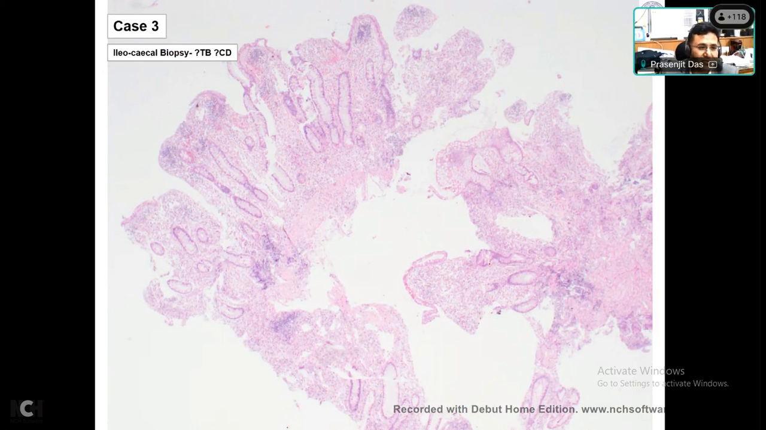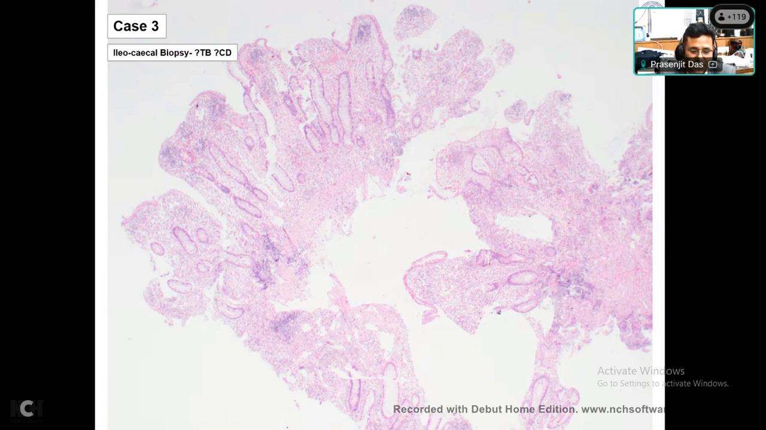Now with that, we'll go to case number 3. So we have seen what is chronicity in colonic biopsy, what is activity. Now we'll see, this is an ileocecal biopsy. I did not mention the site to you, but it is quite clear. And in the form, it was written, query tuberculosis or query Crohn's disease.